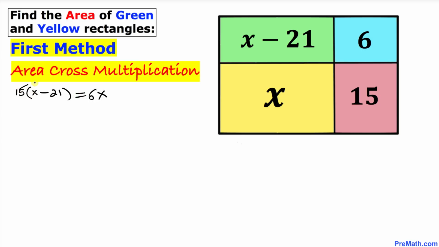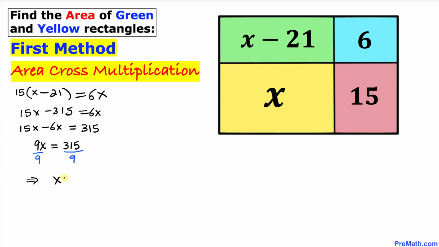Let's go ahead and distribute these, and then we're going to simplify. So this becomes 15x minus 315 equal to 6x. Let's move this 6x to the left hand side and move this negative 315 to the right hand side. So we are going to get 15x minus 6x equal to positive 315. So we got 9x equal to 315, and now we are going to divide by 9. So that means our x value turns out to be simply 35.